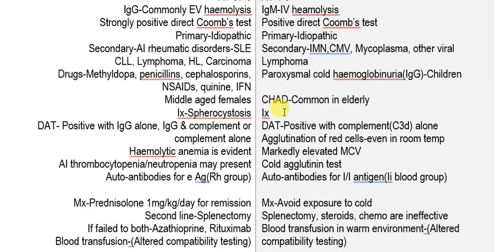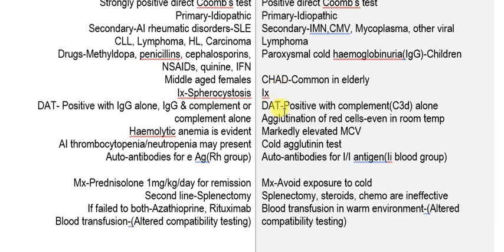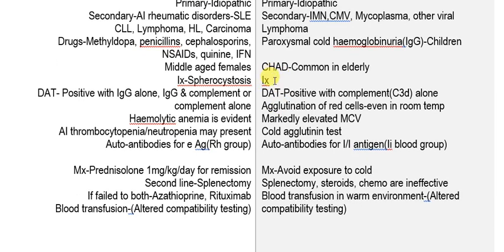So patients may present with anemia. And in investigations, you can see the direct antiglobulin test is positive, and agglutination of red cells even at room temperature can be seen in vitro. So the important thing you have to remember is that cold autoimmune hemolytic anemia occurs at a cold temperature inside the body, that is in vivo.